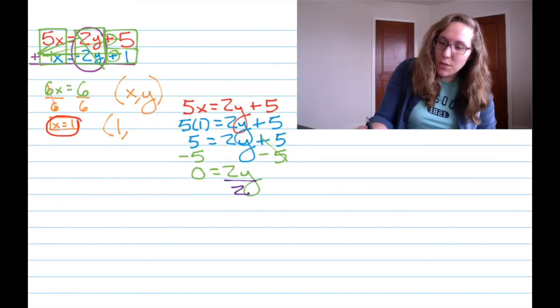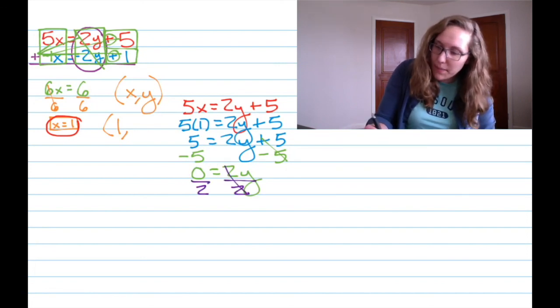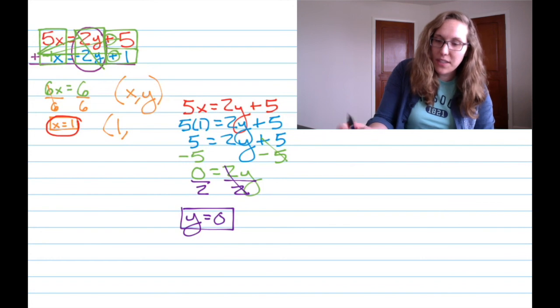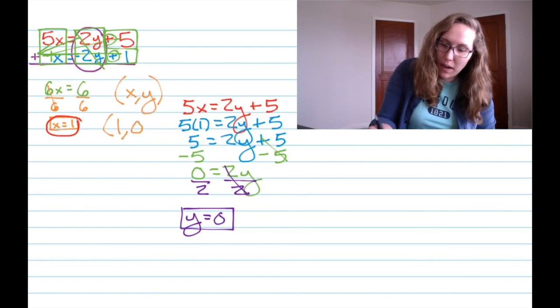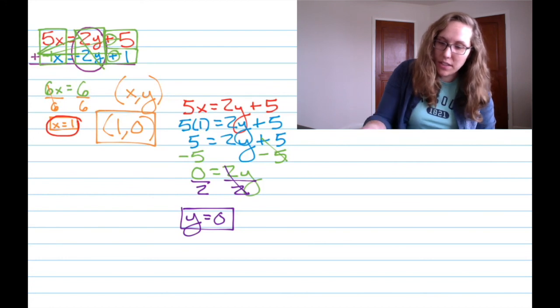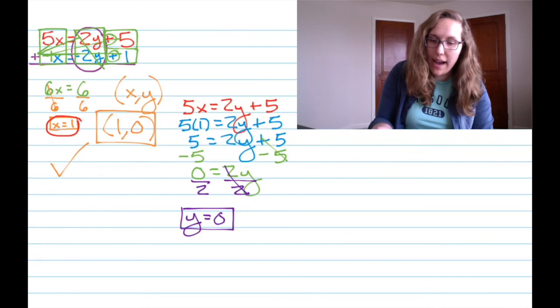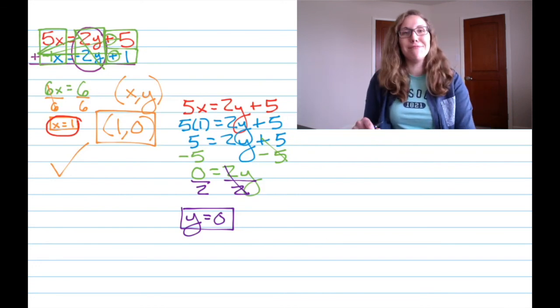So divide by 2 to finish out your problem. 0 divided by 2, put that in your calculator, and you actually get y equals 0. That is an answer. It's part of your answer. And so your ordered pair is (1, 0), and that is your final answer, solving this system by elimination when you had a matching coefficient. Great job.